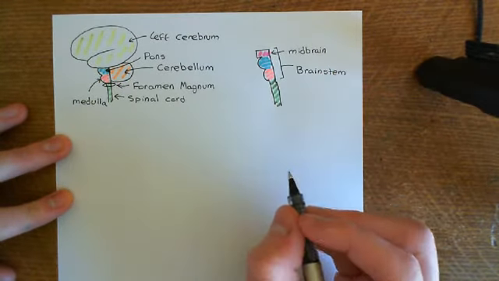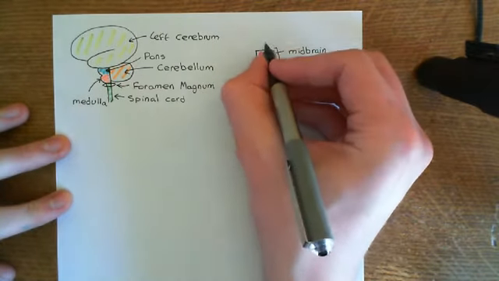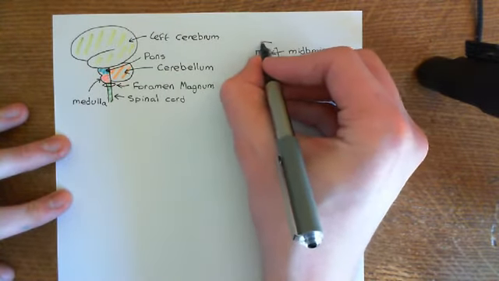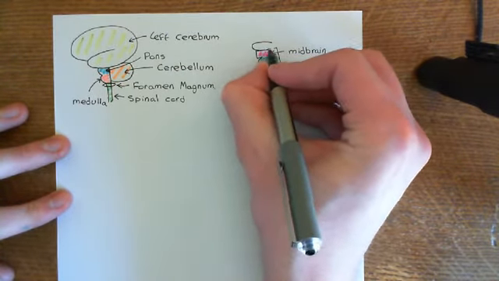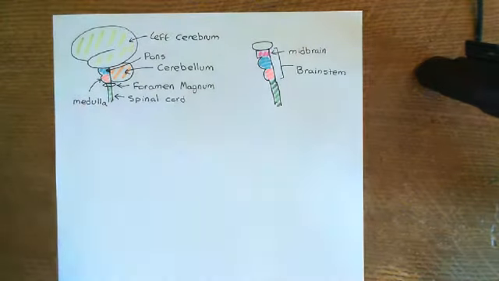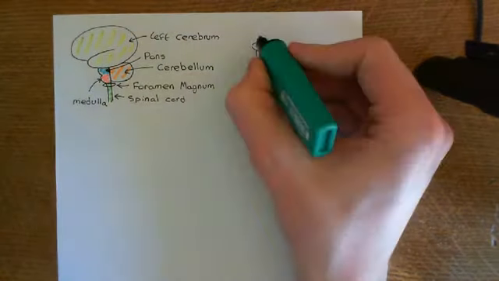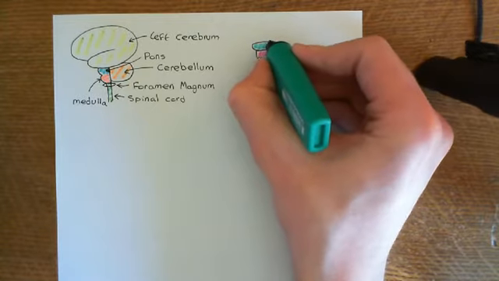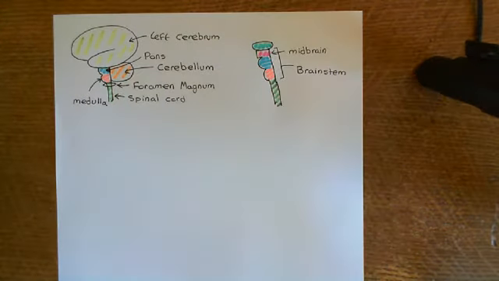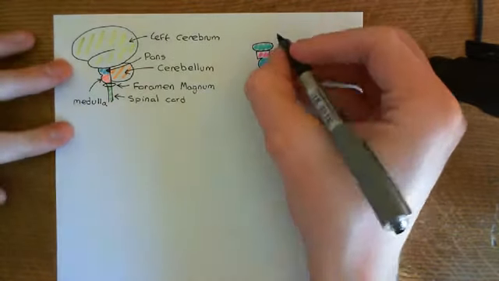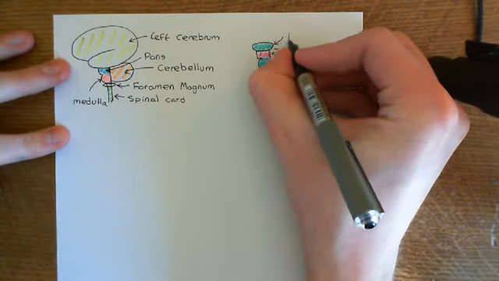Then the next thing that I want to show is what's sitting on top of the midbrain. So on top of the midbrain you have the thalami. Now you do not just have one thalamus, you have two thalami. So all of the brainstem structures, you only had one of those. You had one medulla, one pons, one midbrain, but you're going to have two thalami.